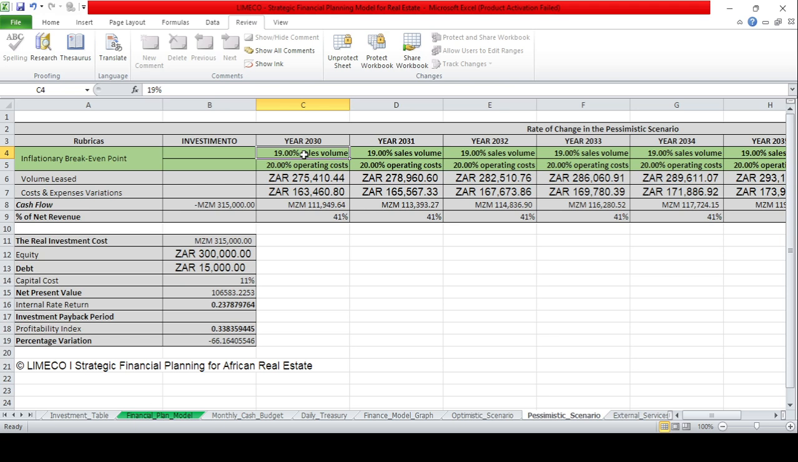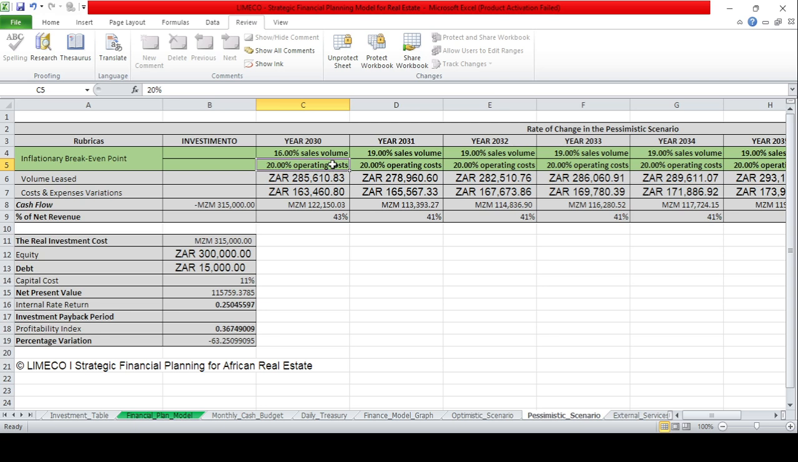We can change the values where you want. In the pessimistic scenario, if the sales volume decreases 16% and costs increase 30%, the business plan is still viable.